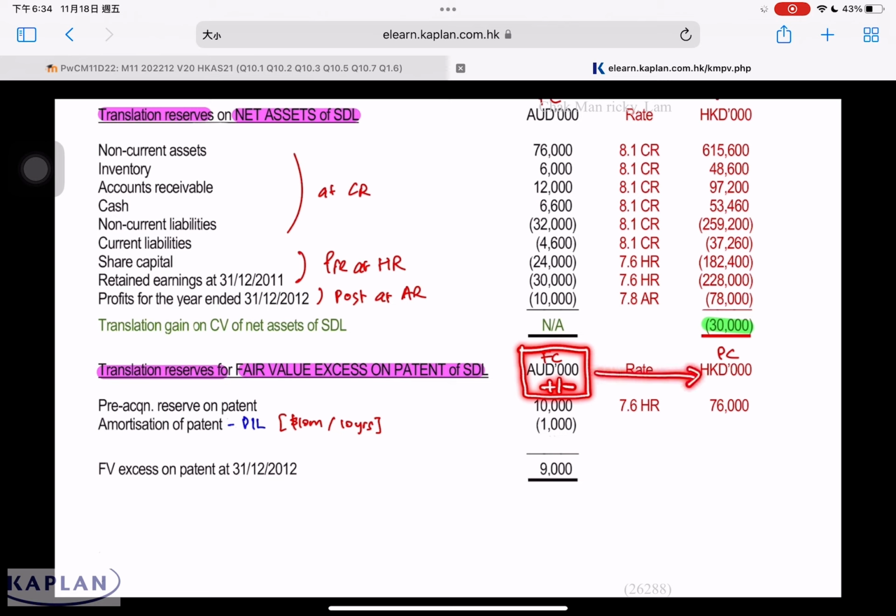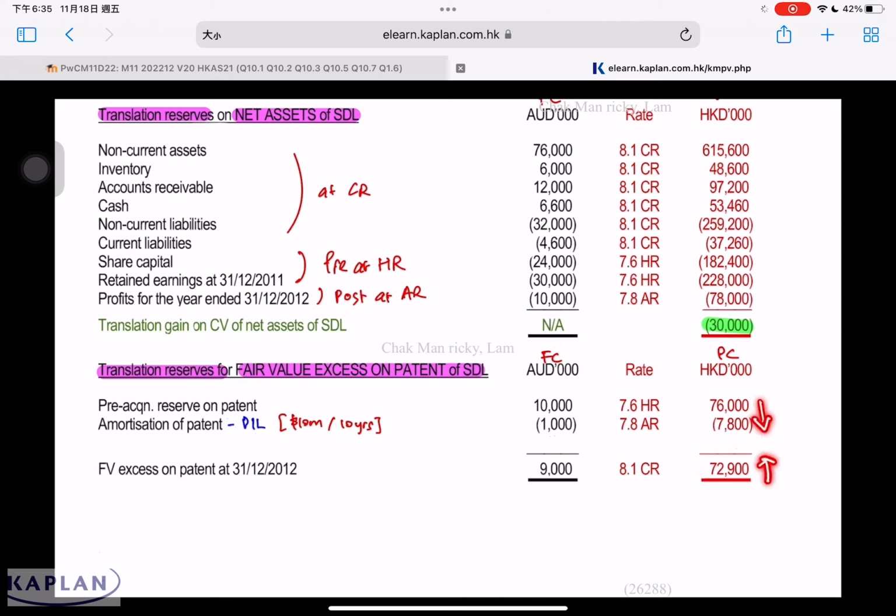Now we talk about translation into presentation currency. Amortization is an expense. Expense will be translated using the average rate. Patent at the year end is an asset. Assets at the year end will be translated using the closing rate. Applying the exchange rate, the average rate for the year is equal to 7.8. The closing rate at the year end is equal to 8.1. The translated amortization charge to P&L will be equal to 7,008. The translated patent asset remaining at the year end, 9,000 multiplied by 8.1, is equal to 72,900 Hong Kong dollar.